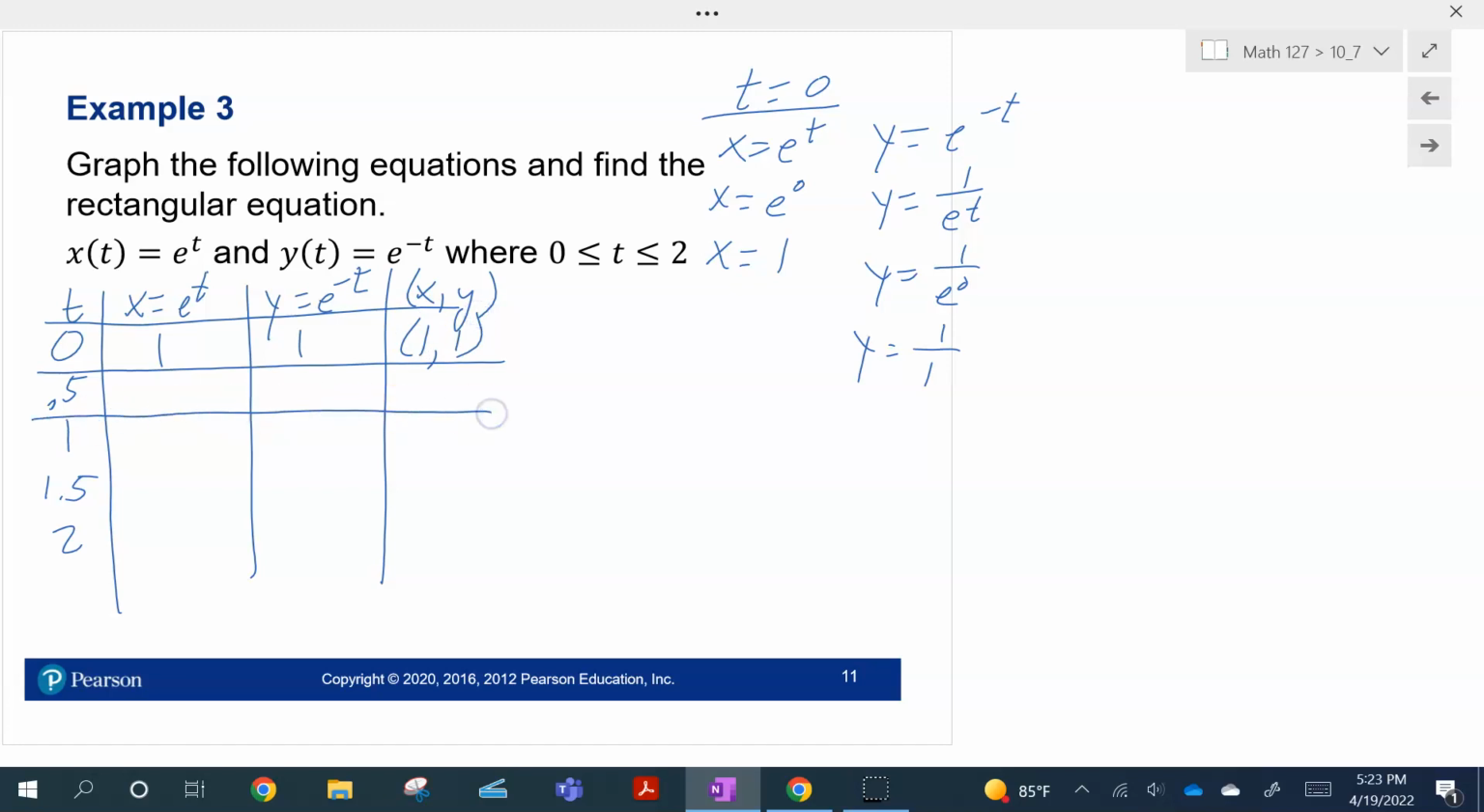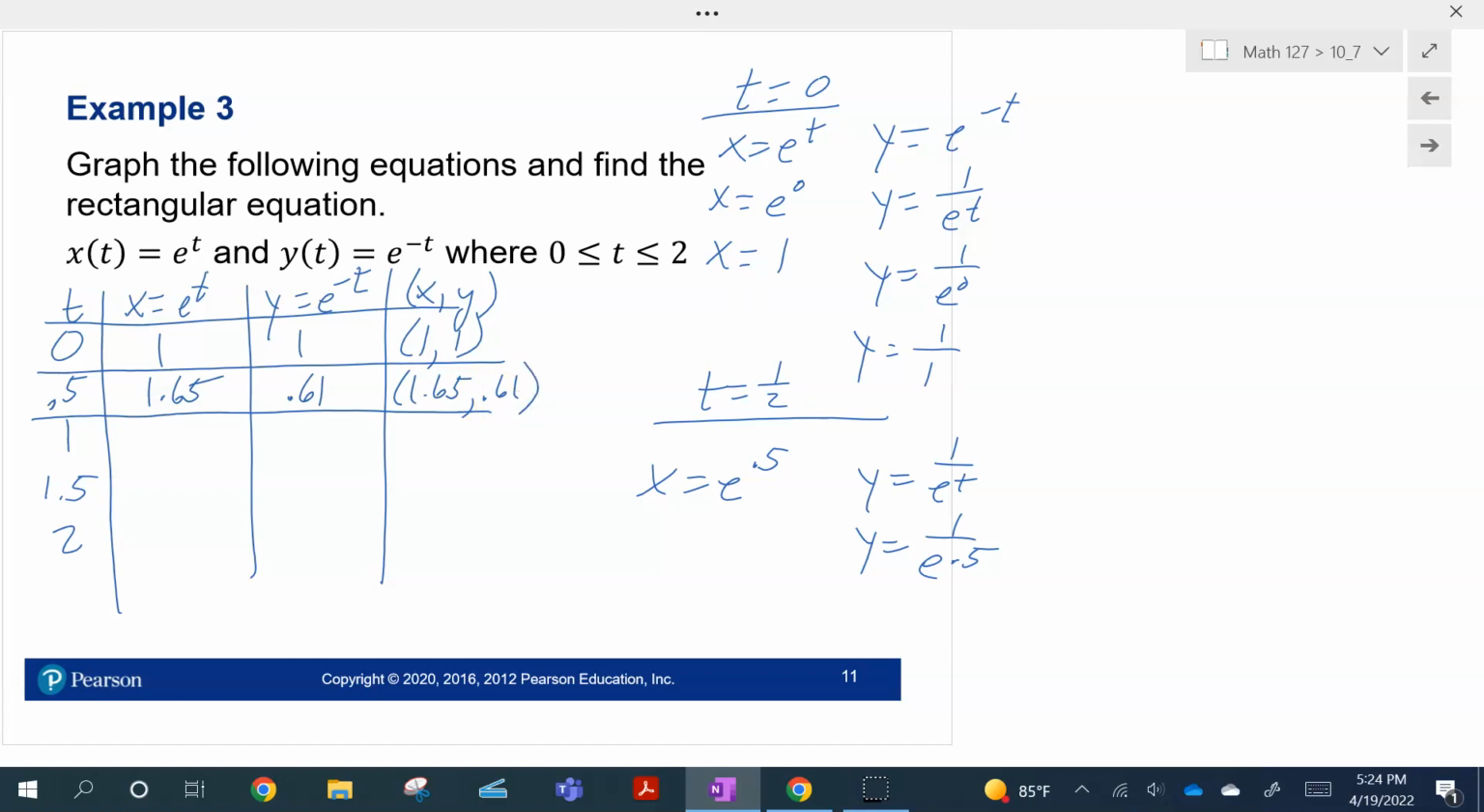Now I'll use my calculator. If t is a half, 0.5, I'm going to punch in e to the 0.5, e to the 1/2, and I get 1.65. Then y is e to the negative t, so I've got 1 over e to the 0.5. Now I'm going to plug that into the calculator, and I get 0.61. So I've got 1.65 and 0.61.